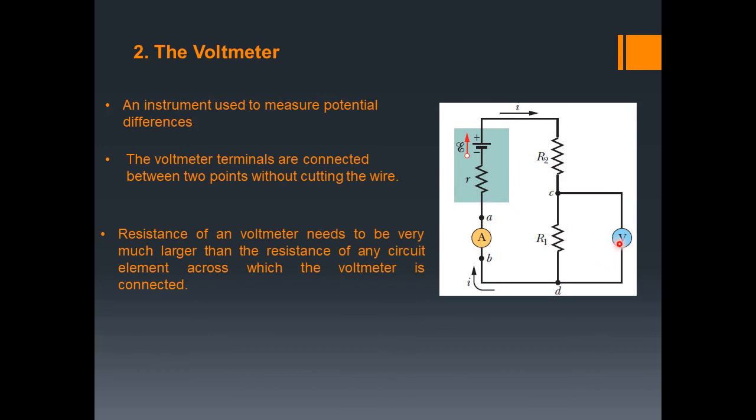The reason for that is that if the voltmeter doesn't have a larger resistance than the resistances of R1 and R2, then it will affect the voltage across these two terminals. So how is it different from the ammeter? In the ammeter, the resistance should be much smaller than R1 and R2, while in the voltmeter, the resistance should be much larger than R1 and R2.